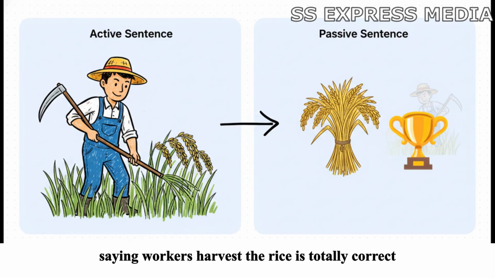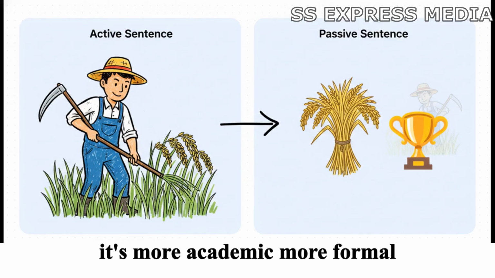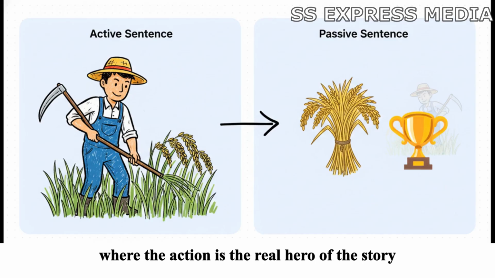Saying workers harvest the rice is totally correct. But for a formal report, the rice is harvested just sounds so much better. You see how the focus shifts from the workers to the rice? That's what you want. It's more academic, more formal, and perfect for describing a process where the action is the real hero of the story.